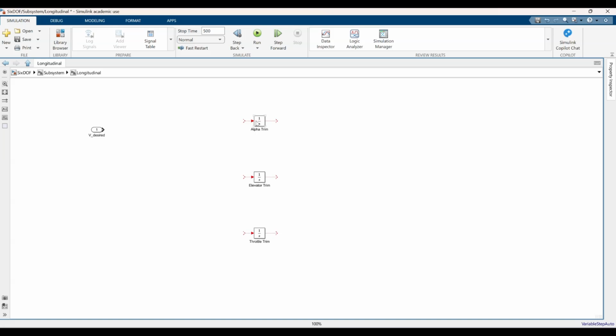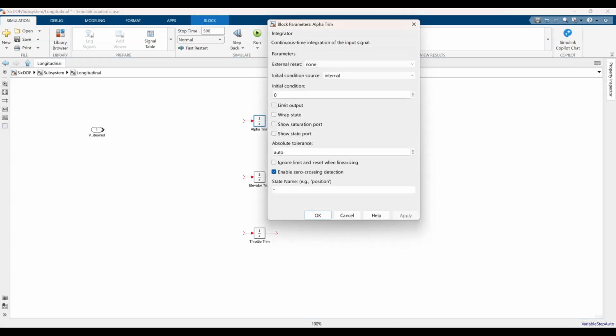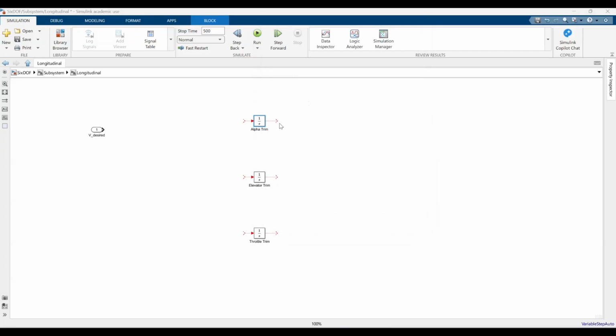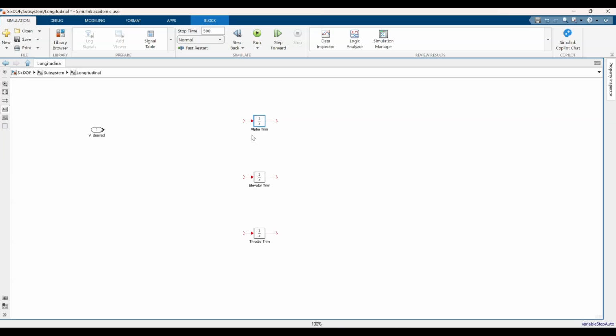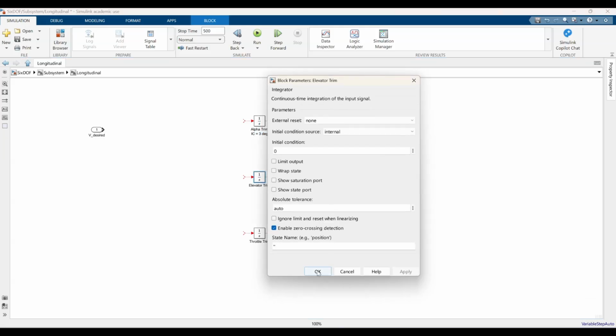So for each of these, for alpha trim, we will give that initial condition. Let's call that a little 3 degrees of initial condition, which in radians is 0.5236. So that is like 3 degrees. I can use this annotation feature on the left here and just use that to give annotations, which will help me to keep things straight like that. Elevator trim can stay 0.